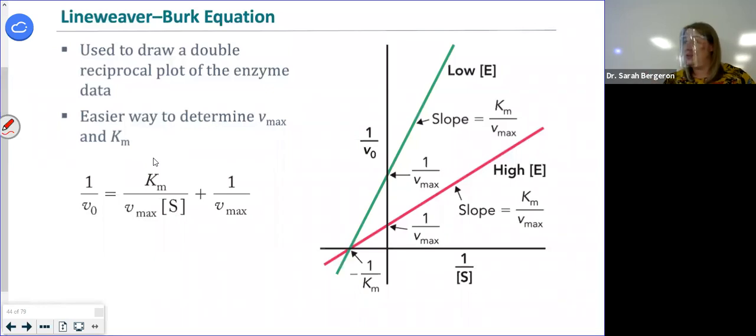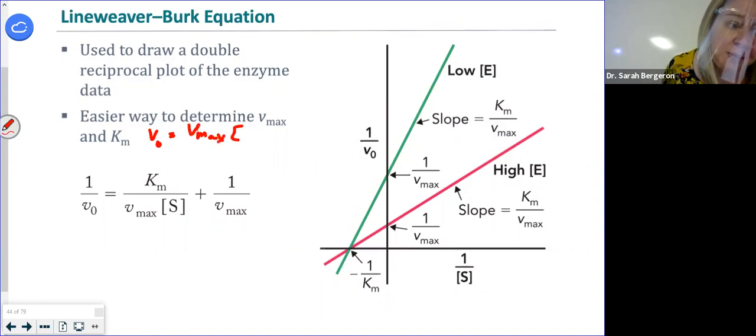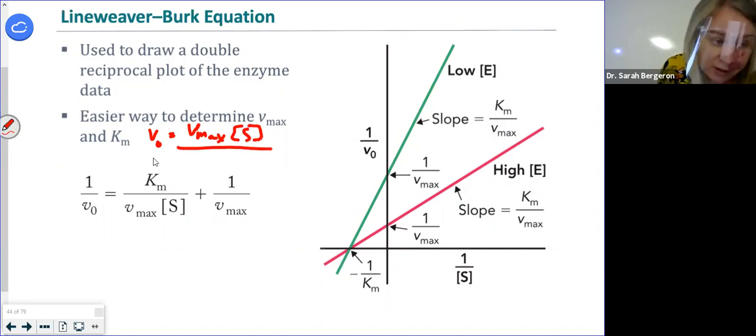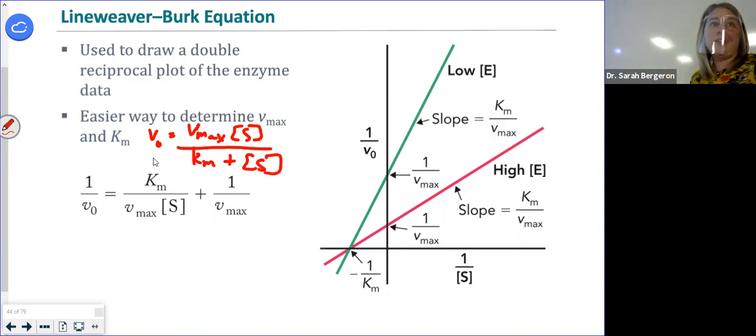I take the reciprocal, right? I just take the reciprocal. So if we said before, our equation for our velocity, do you remember that? It is Vmax times our substrate concentration over Km plus our substrate concentration, right? That was just from the previous slide. So all I do to linearize it is take the inverse. Do you see how everything is over one, basically? Yes? You can prove it to yourself, right?